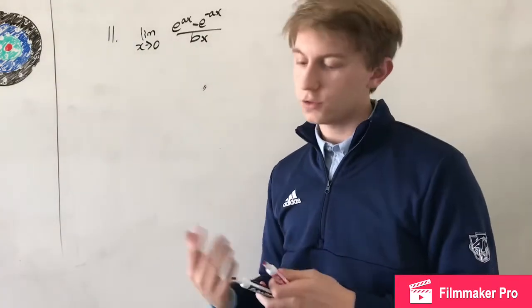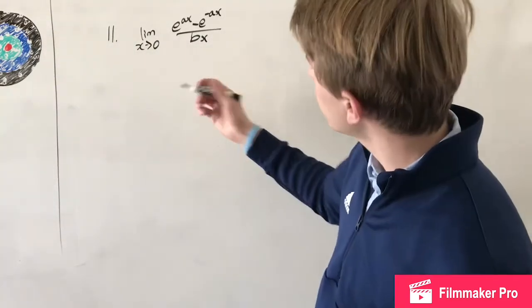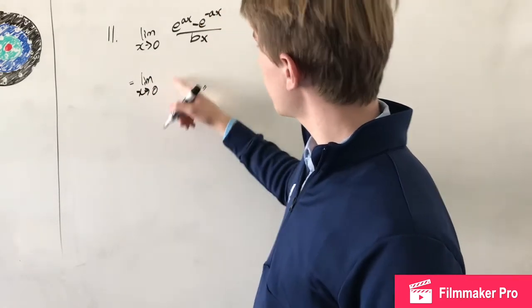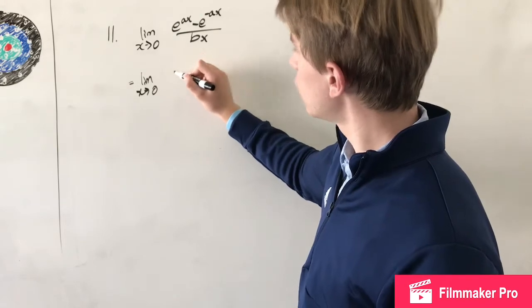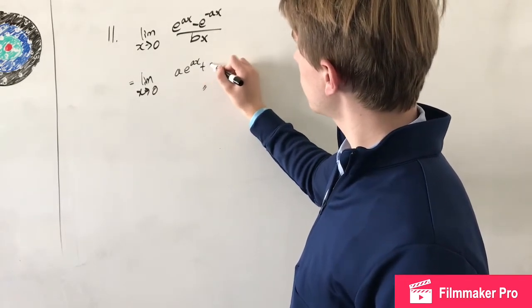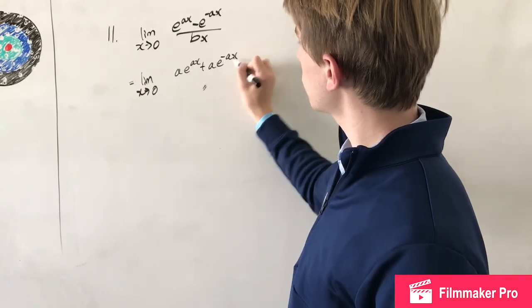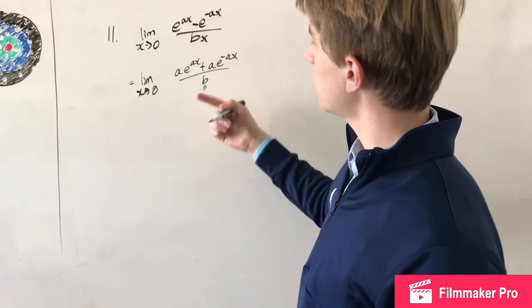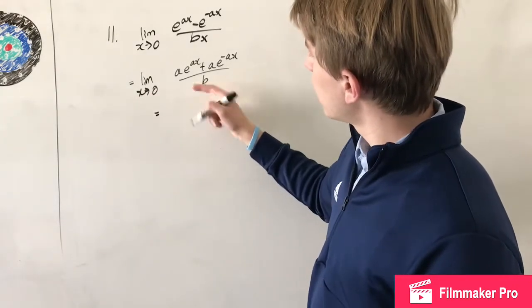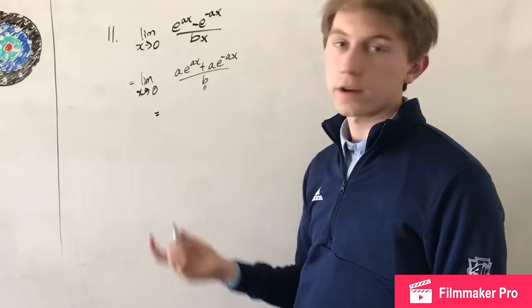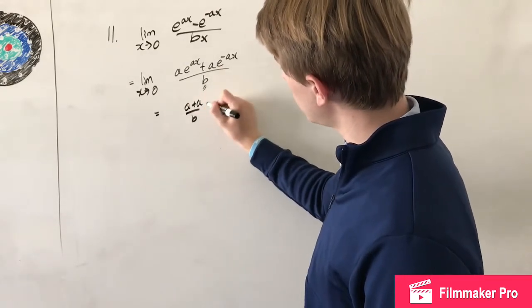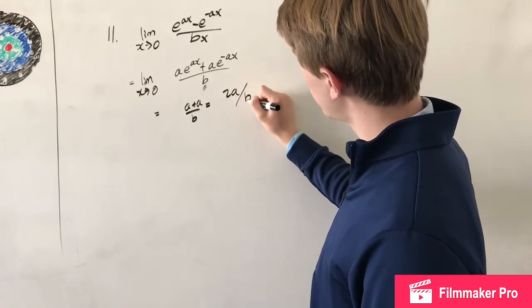So for this limit, again, just use L'Hopital's rule. So it is equal to the limit as x approaches 0 of the derivative of the numerator, which is going to be a e to the ax plus a e to the negative ax, over b. So then we can just plug that in. E to the 0 and e to the negative 0 are both going to be 1, so we get a plus a over b equals 2a over b.